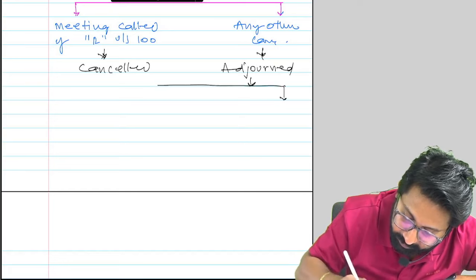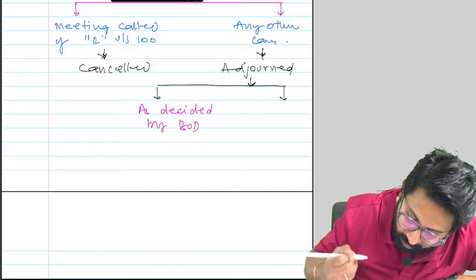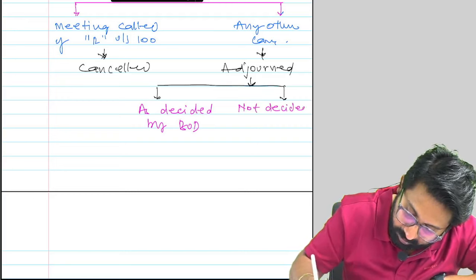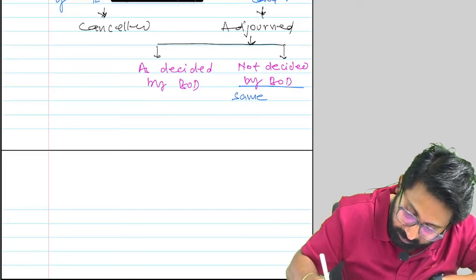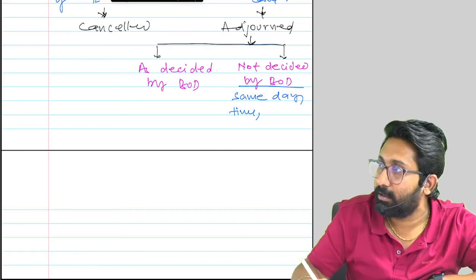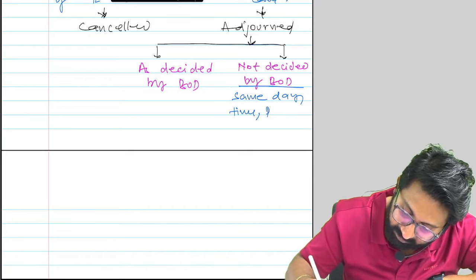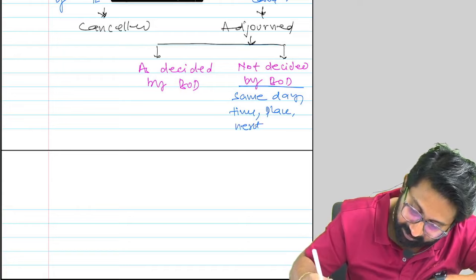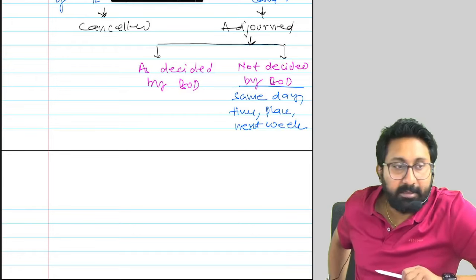Adjourned in two ways. As decided by Board of Directors. Not decided by Board of Directors: same day, same date. Same day, same time, same place, same week. Write down: next week. Same day, same time, same place, the next week.